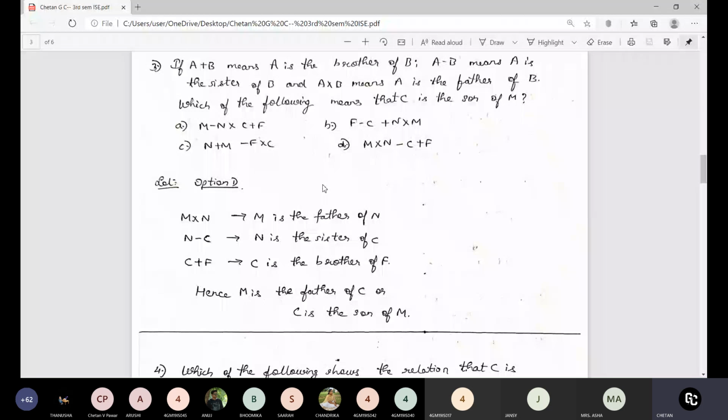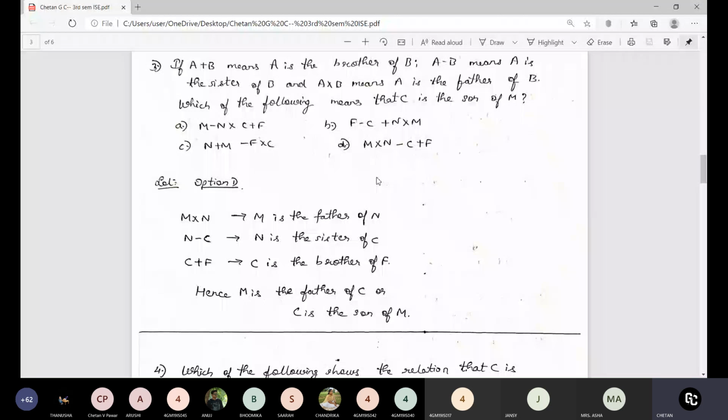And finally left out is option D. So here we will see that if M multiply N means M is the father of N, and N minus C means N is the sister of C. C plus F means C is the brother of F. So obviously option D sequence matches because M is the father of C as C is the son of M.